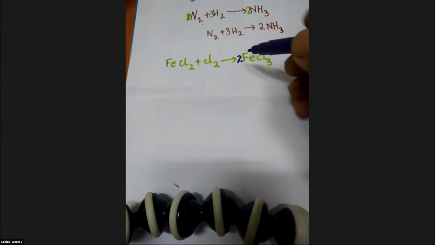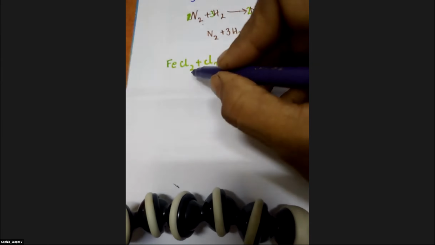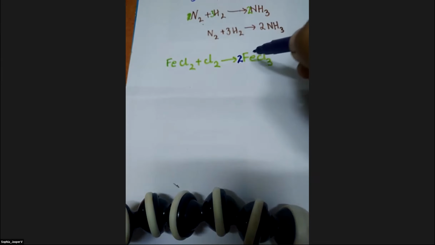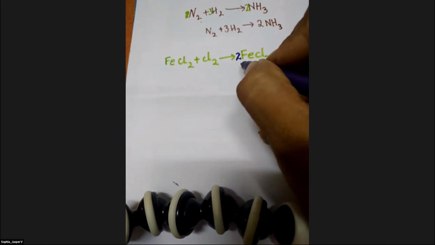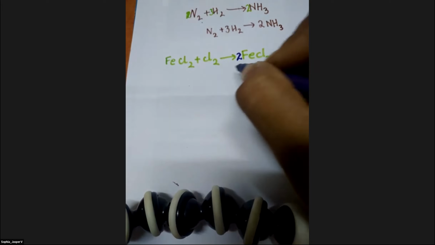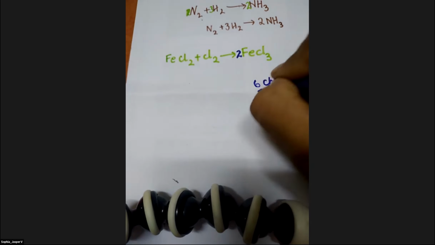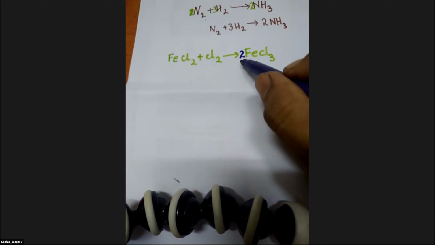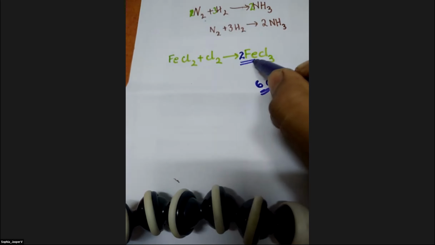Correct. 6 FeCl3. Now, when there are 6 FeCl3, here there is 2 already. Now iron. Isn't it 6 chlorine? Yes, 6 chlorine, correct. So let me write it down this side then. 6 chlorine. Okay, 6 is there. Now, to balance, how much is iron now? 2. So we have to add here, correct?